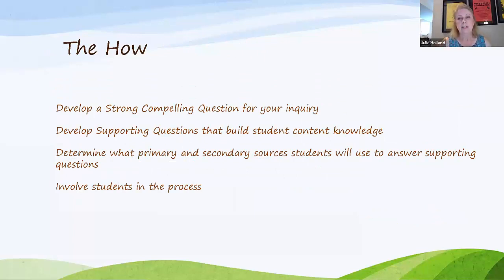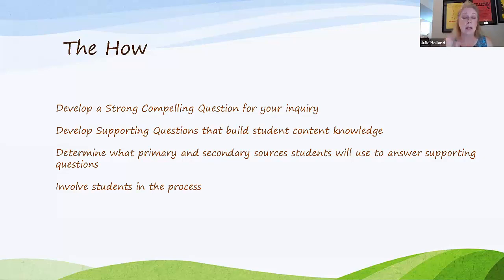So how can we do this? We're going to look briefly at some of the critical moves that we need to make in the first part of the inquiry. Number 1, we have to develop strong, compelling questions for your inquiry, just one. Then we want to take that compelling question and think about what supporting questions we're going to ask, or as our older students might ask, that are going to build the content knowledge they need to answer that big compelling question.